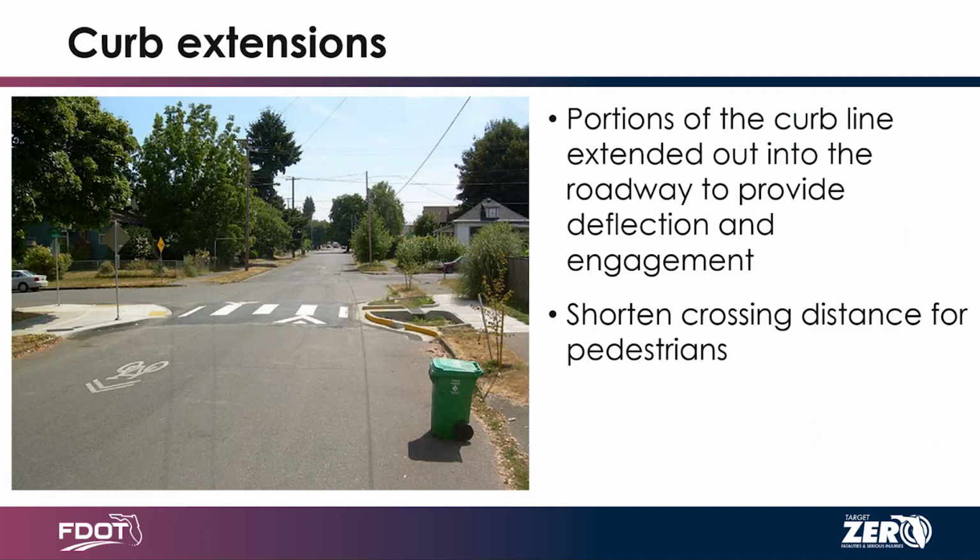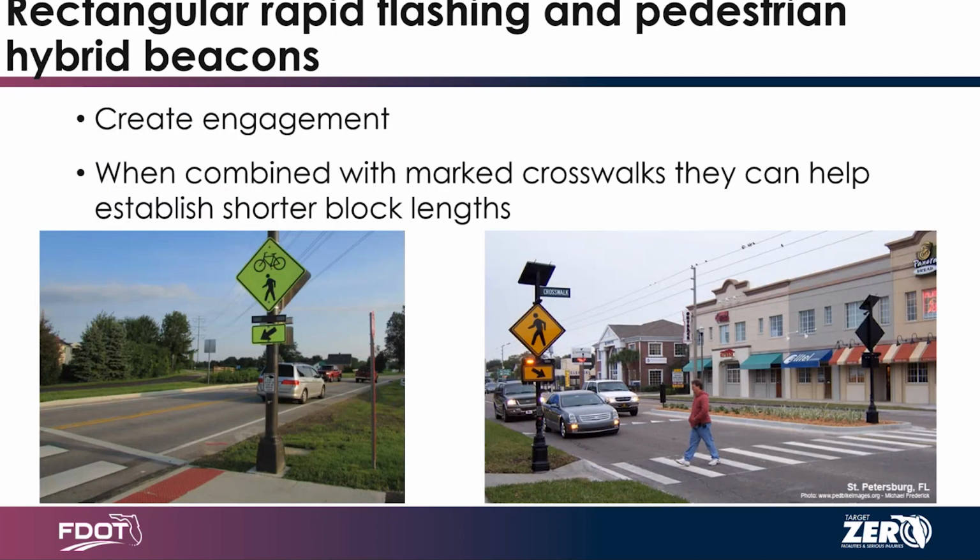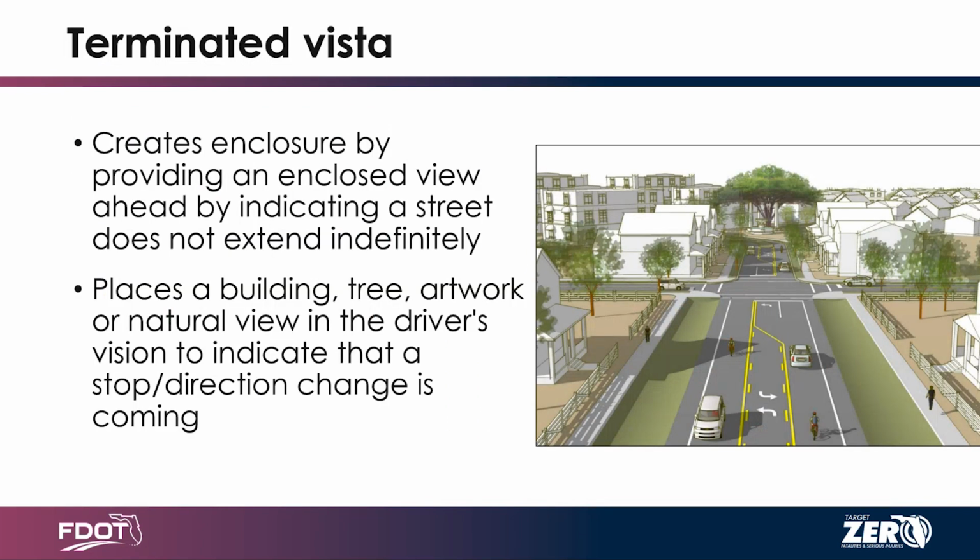Curb extensions. So this is not only good for managing speeds, it's also good for helping pedestrians because you're shortening the crossing distance a pedestrian has to do. And if you are worried about operations, it helps with that as well because now there's not as much time that drivers have to accommodate a pedestrian being in the roadway. RFBs and PHBs, it creates engagement, and once again, it helps with establishing shorter block lengths. Terminated vista. This is eliminating the runway effect, where all you see is roadway.